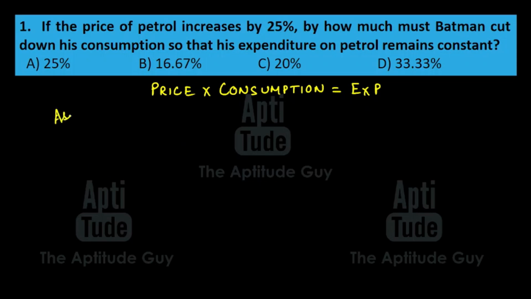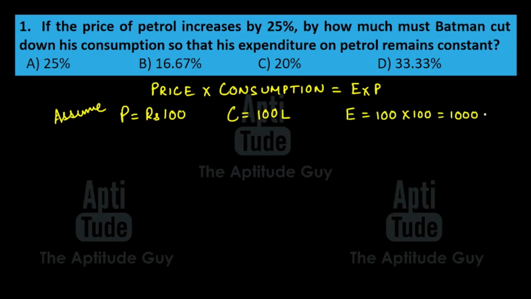First of all, we assume that the price of petrol is 100 rupees per liter, and suppose the consumption by Batman is 100 liters as well. So what is the expenditure of Batman? Expenditure is of course 100 rupees into 100 liters, that is equal to 10,000 rupees. This is case 1.